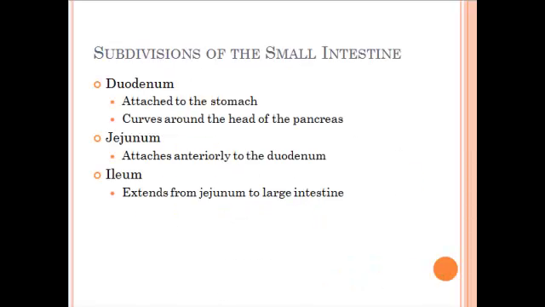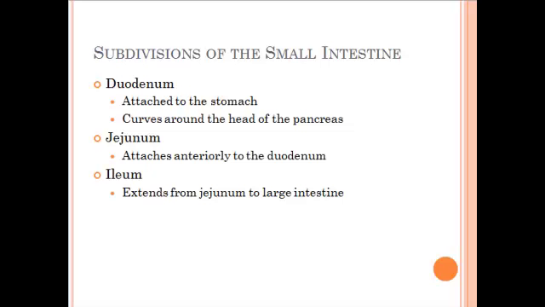The small intestine has three divisions. The first one's called the duodenum, and this is the shortest part of the small intestine. It only makes up about 5% of the total length. In a cadaver, when you pull the small intestine out, it can be over 20 feet long. But in a live human, it's a little bit shorter because of the muscle tone. But the small intestine is a very long organ, and that allows it to do digestion.